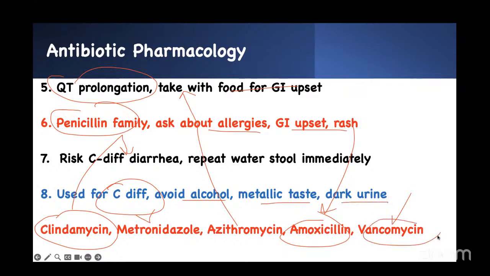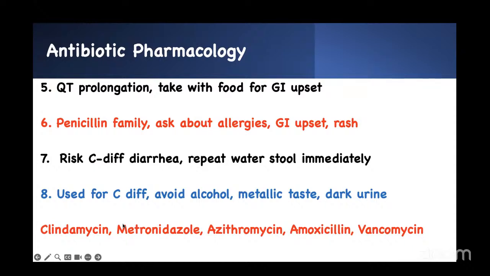And that is not vancomycin. Vancomycin causes hearing problems, kidney problems, flushing in your face, right? It can do that. So those are signs and symptoms associated with that. But the most important thing you need to know here is metronidazole. If you're taking it, avoid alcohol. It causes a metallic taste. It can turn your urine dark, and you can use it for C. diff.